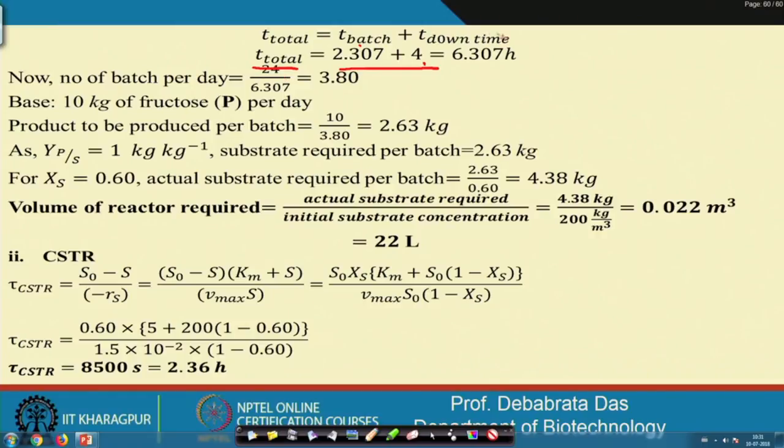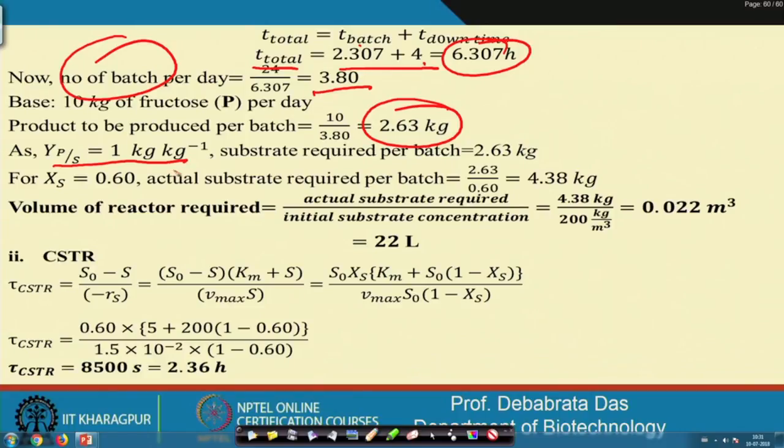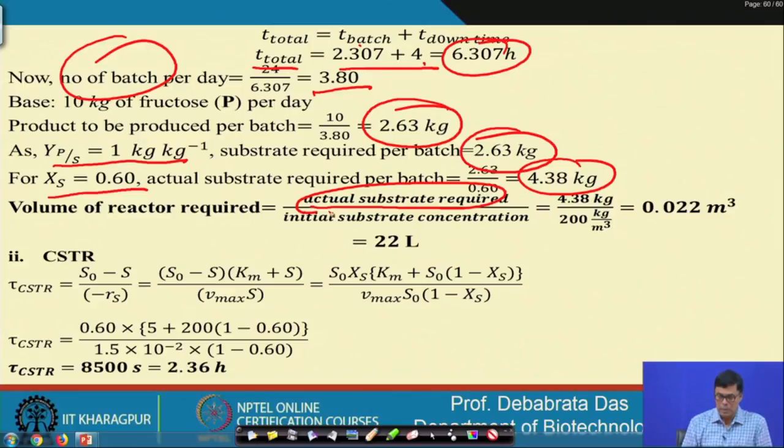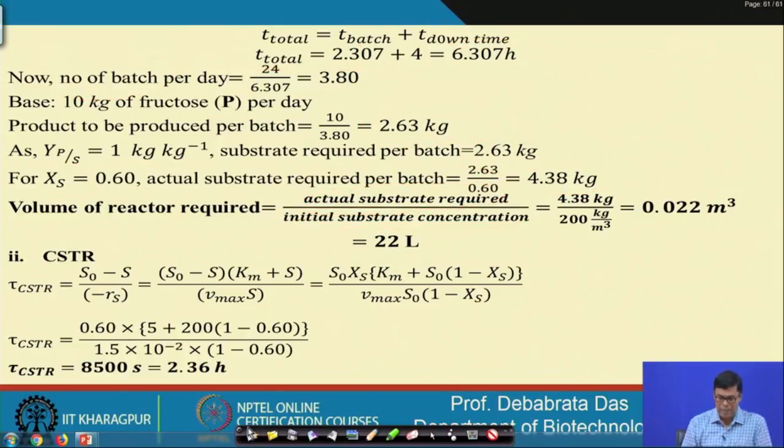And when you have the total time, then you find out the number of batches per day. Once you know the number of batches, then you find out how much product you have to produce per batch, that is 2.63. When you have the stoichiometry, for getting this much product, you can easily find out how much substrate is required. And since you want 60% conversion, you can calculate how much substrate is required for this process. Once you know that, you divide by the initial substrate concentration and you will get the volume of the reactor. So you can easily calculate that.